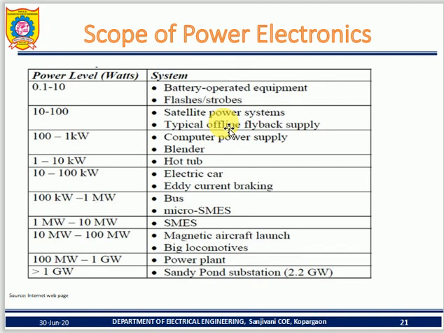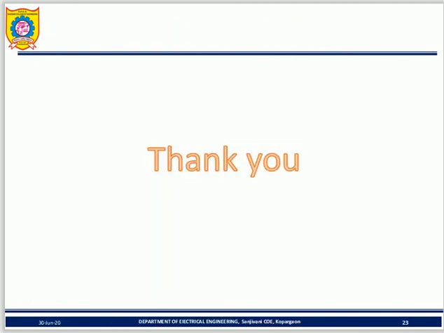For high power ratings, in the megawatt range, you can use the thyristor. If I want to reduce the power rating somewhat, you can go for the GTO. Further reducing the power, you can go for the IGBT. Further reducing the power, you go for the MOSFET. That is how the power ratings are classified. That's all about the power semiconductor device background.